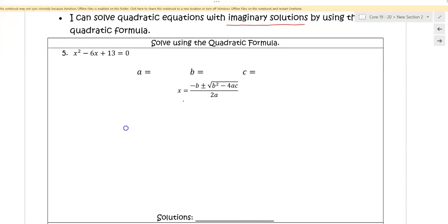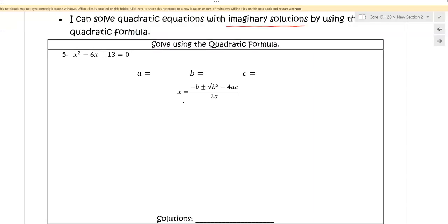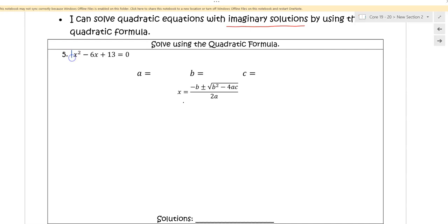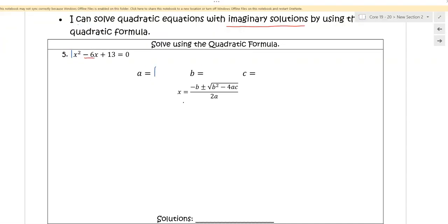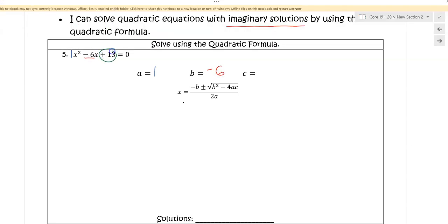So, x squared minus 6x plus 13 equals 0. This is in the correct order. Our x squared is first, then our x, then our 13. So we have that 1 in front of the x squared, negative 6, and positive 13. So I'm going to plug these into my formula.